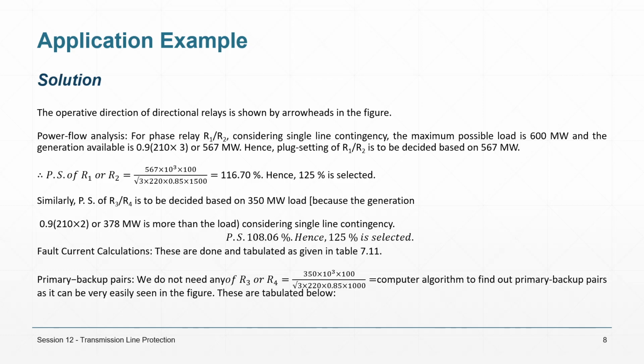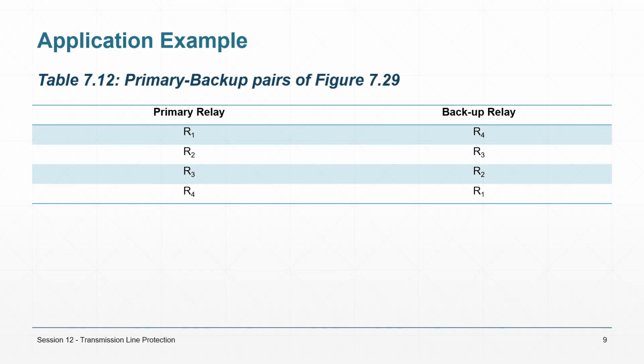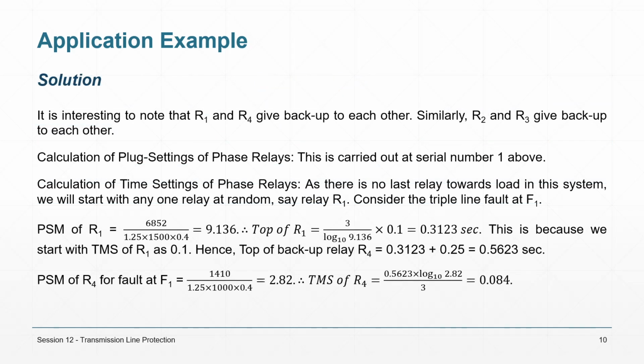Primary backup pairs: it is very easy to find out, not difficult. R1 is backing up R4, but R4 is backing up R1, very stringent. R2 is backing up R3 and R3 is backing up R2. There are 4 primary backup pairs. Based on this, R1 and R4 give backup to each other, so we first find out the time of operation of R1.